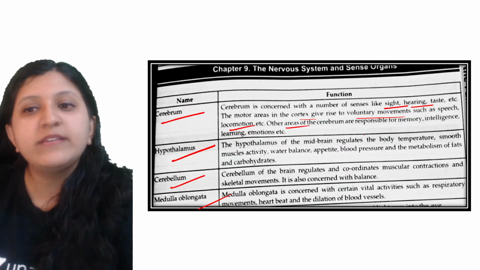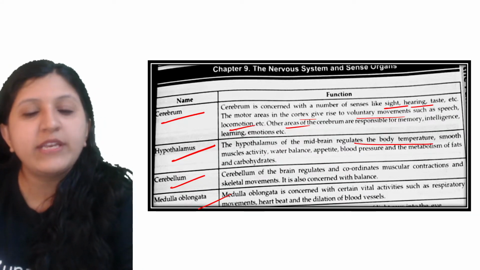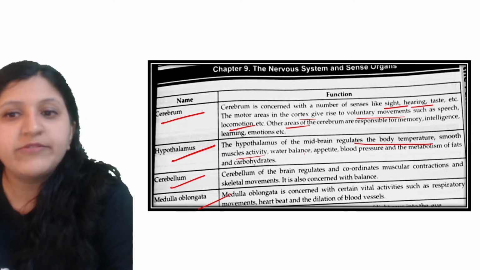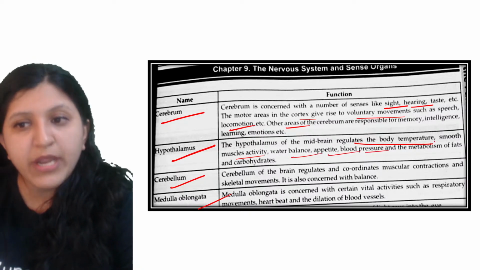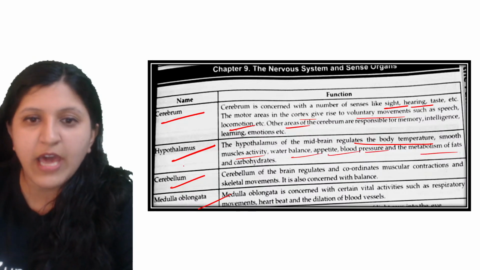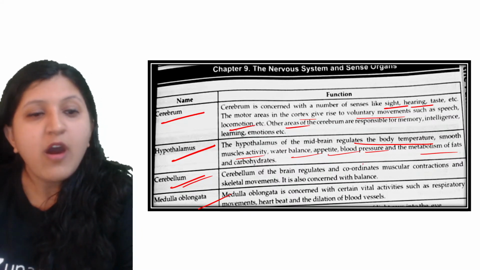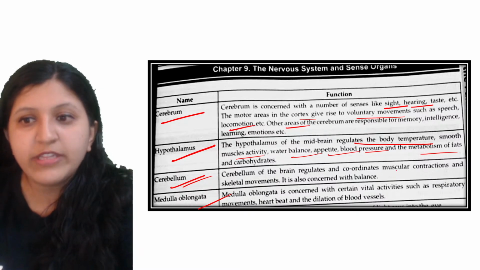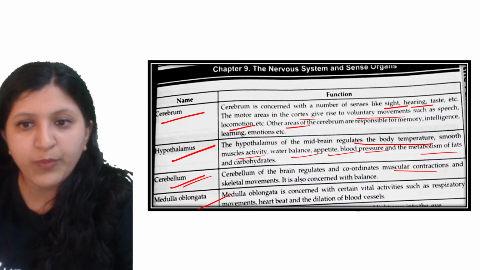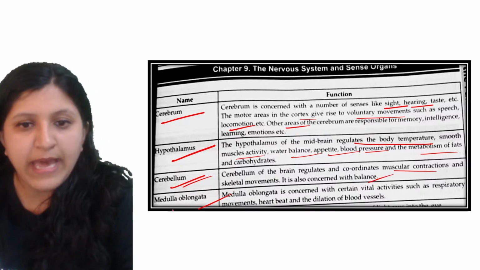So hypothalamus is basically to regulate the body temperature, muscular activity, water balance, appetite, blood pressure, metabolism of fat and carbohydrate. Cerebellum, maintenance of the body balance or control and coordination with respect to muscle contraction or the movement. So this is concerned with the balance as well.